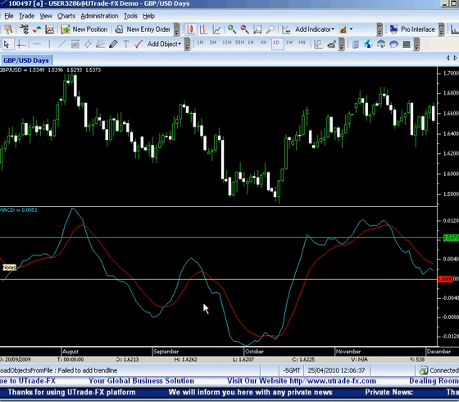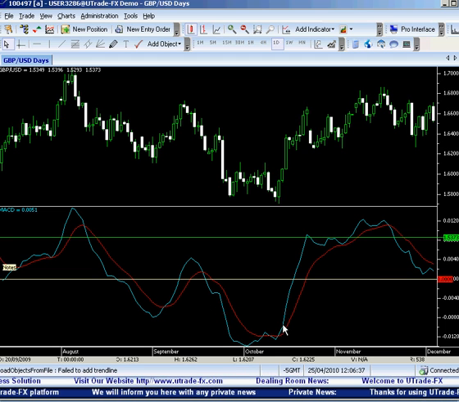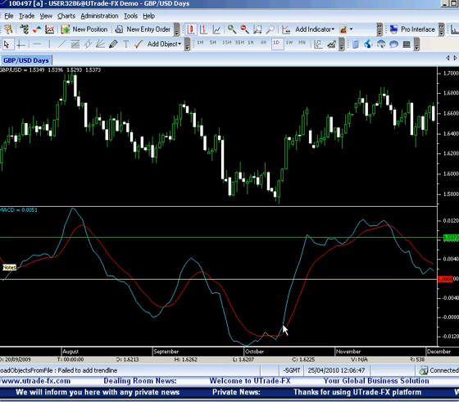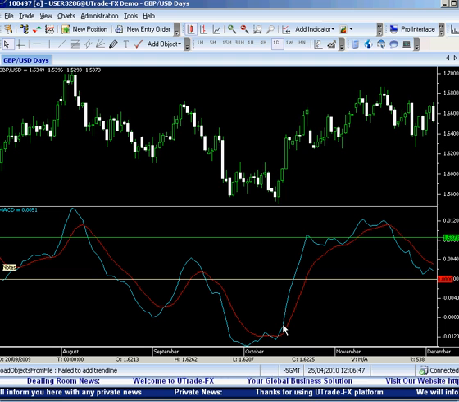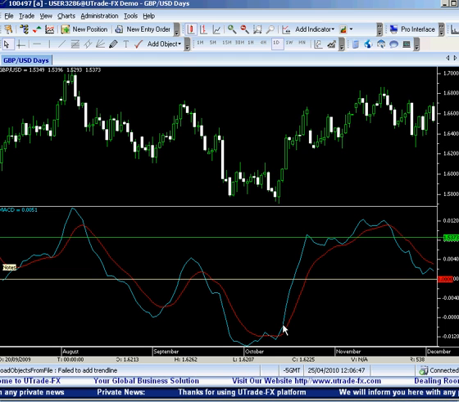Let me give you a briefing about the moving average convergence divergence. It was developed by Gerald Appel. It's one of the simplest and most reliable indicators available. It uses moving averages, which are lagging indicators.